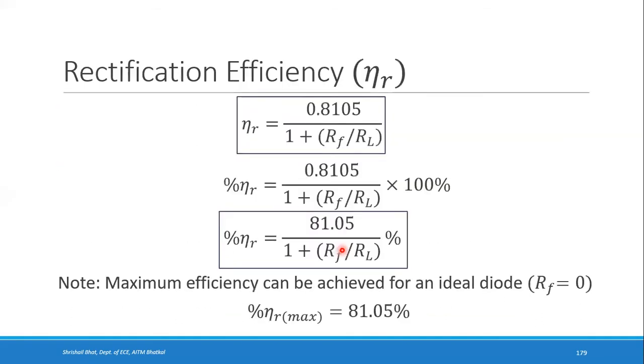Right? But still, this efficiency is far better than what you obtained in a half wave rectifier, right? So this is about the rectification efficiency for a full wave rectifier. The maximum efficiency we can obtain is 81.05%.